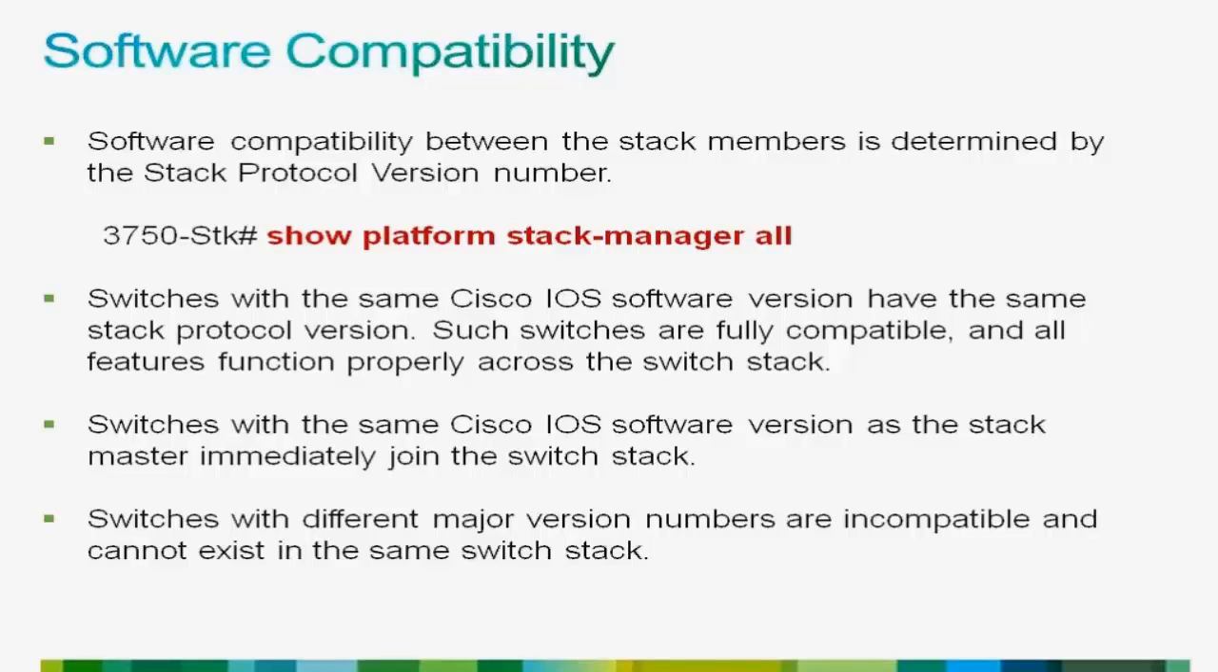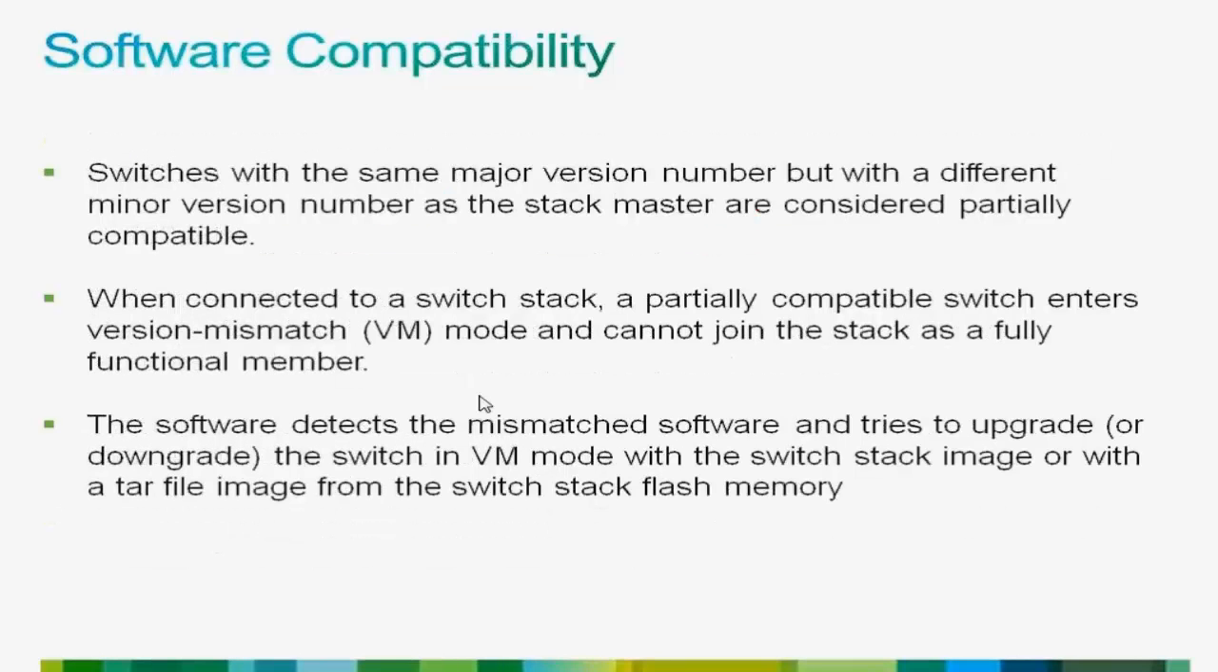There is a mismatch in the minor version, 55 versus 58. In that case, they can form a partial stack, and it would throw up a message saying version mismatch. When there is a version mismatch, the slave switch is going to request the code that we have on the existing stack, which is going to upgrade the slave switch by itself, and it will try to add up to the existing stack.